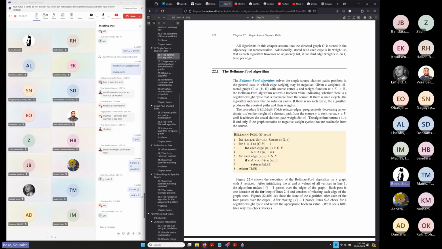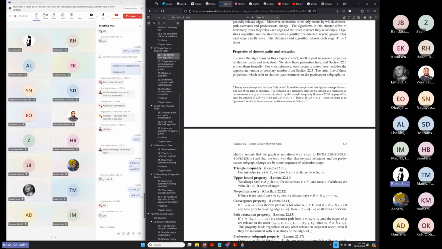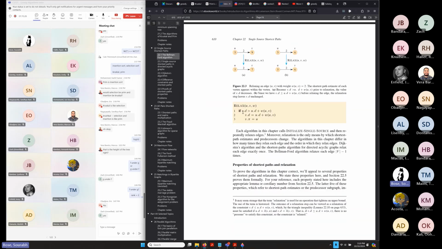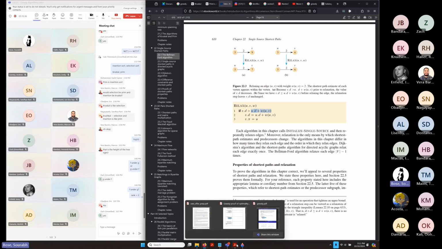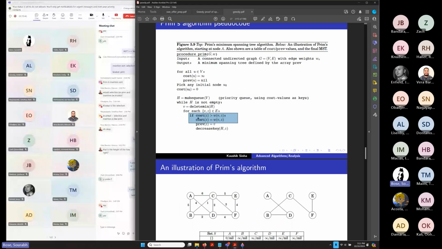Right. So if you guys remember, this was the relaxation function, and it was always v.d greater than this entire sum, that is, cost from source to the current u node plus the weight of u to v. Do you see the difference between that and this particular cost, where the cost is greater than just the u to v cost, and you're assigning that as the cost? That is the difference between Prim's and Dijkstra's.